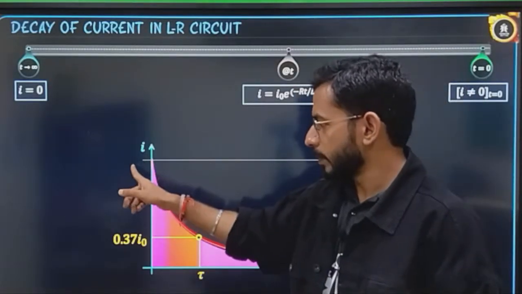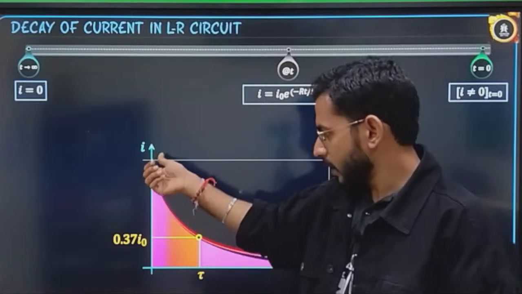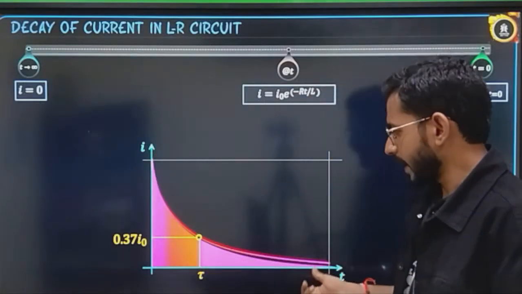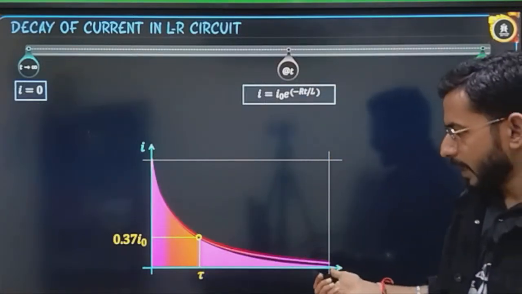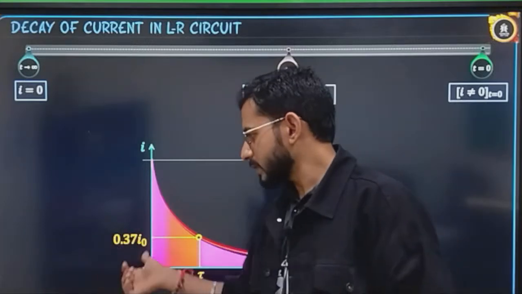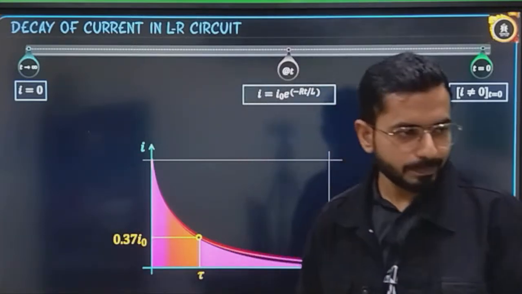Initially you will be marking this maximum current as I naught, and now continuously it is decreasing. At the end it is tending to zero current, and at one time constant the current is 0.37 I naught.